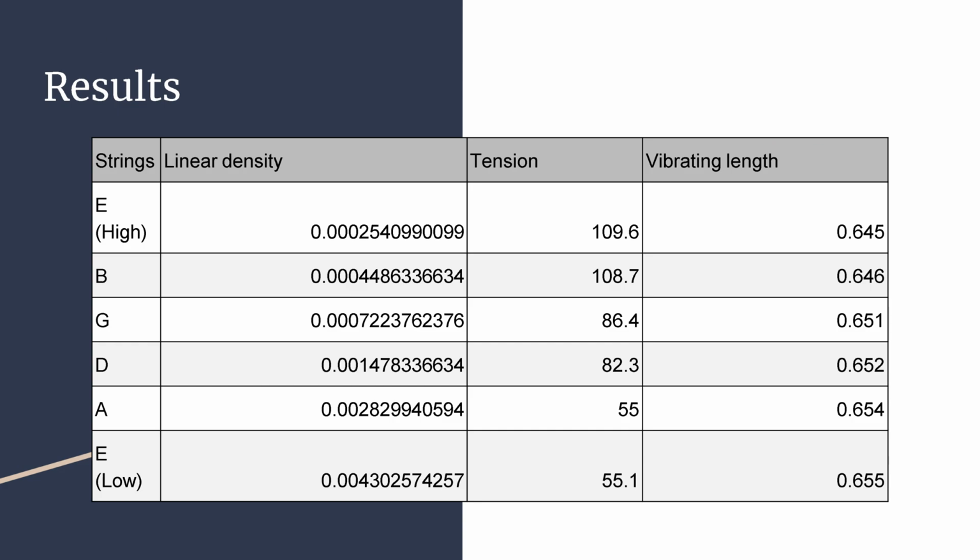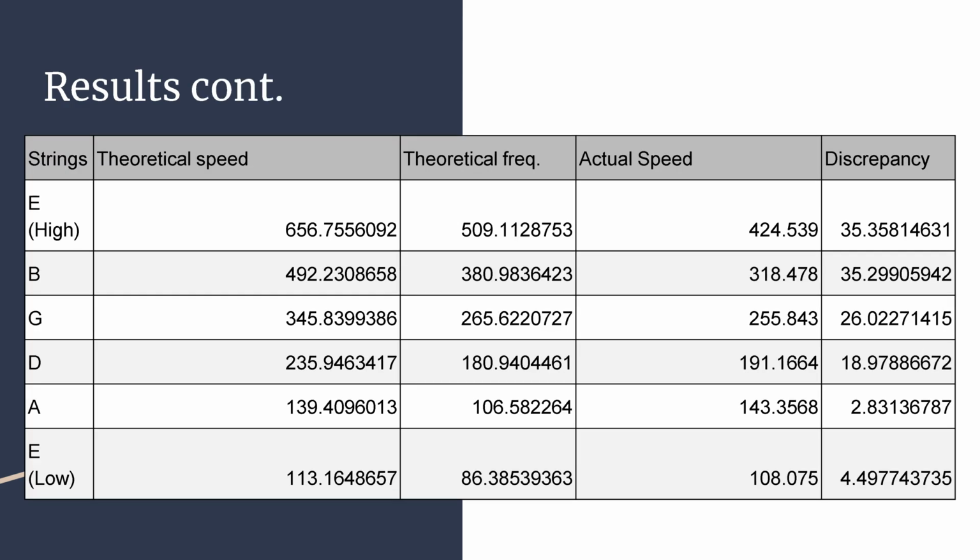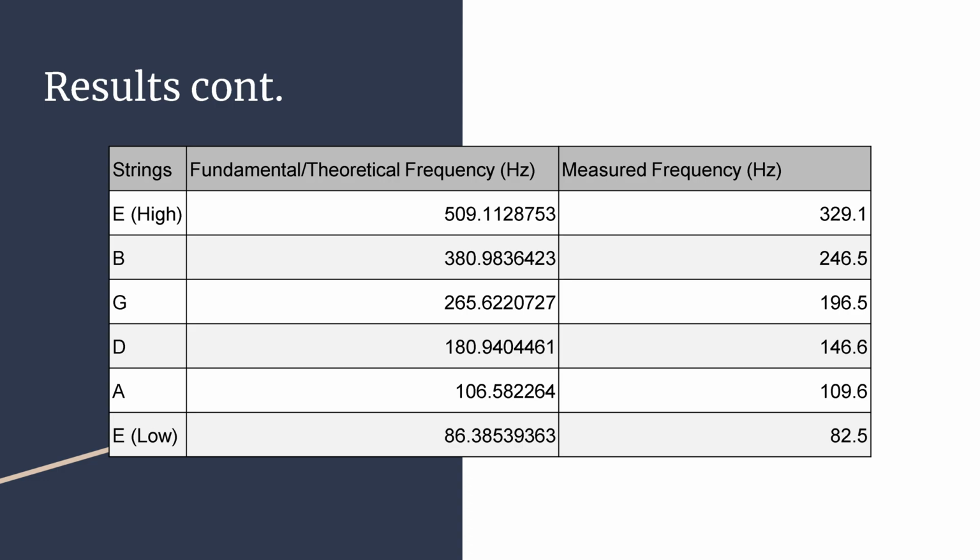Here are the results for the linear density, tension, and vibrating length. Here is the theoretical speed, theoretical frequency, actual speed, and discrepancy. Lastly, here is a comparison between the fundamental/theoretical frequency and measured frequency.